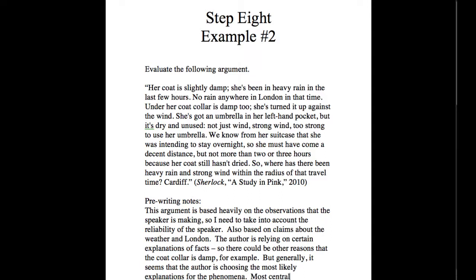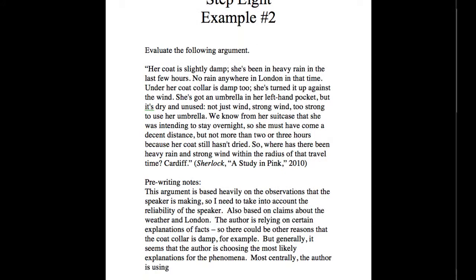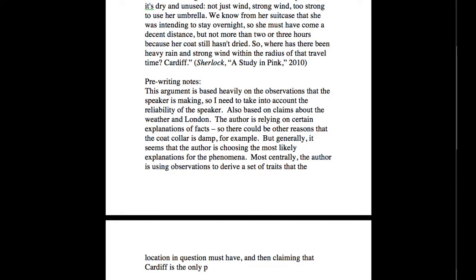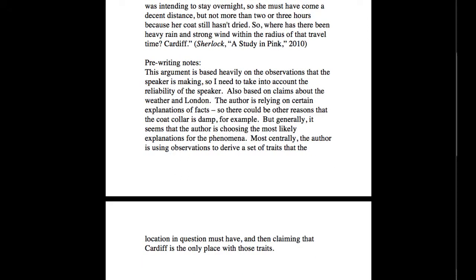Most centrally, the author is using observations to derive a set of traits that the location in question must have, and then claiming that Cardiff is the only place with those traits. These notes are more clear and complete than sometimes the ones that I write. I'm going to use a lot of them when I actually write the evaluation. So let's write the evaluation.